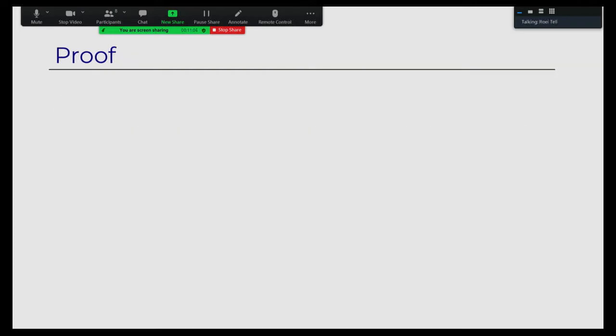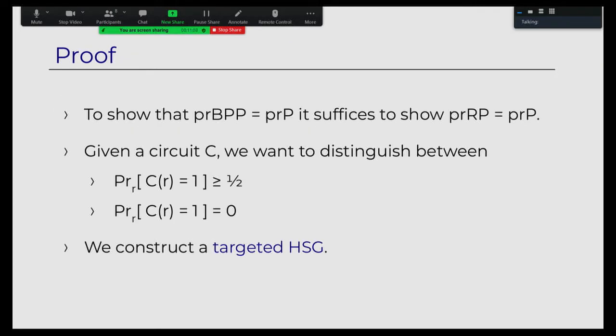And let's prove it. To show that promise BPP equals promise P, classical results say it suffices to show derandomization with one-sided error, so we're just going to show that promise RP equals promise P. And here's the standard complete problem. We're given a description of a Boolean circuit. We want to distinguish between the case that it accepts most of its inputs and the case that it rejects all of its inputs. All right, we're going to do this using a targeted hitting set generator.